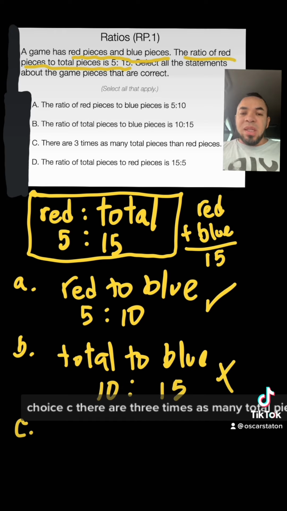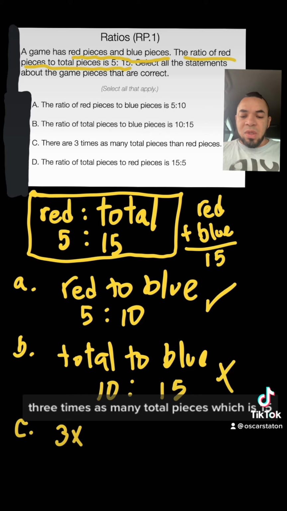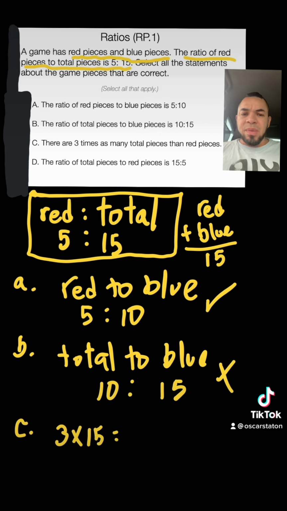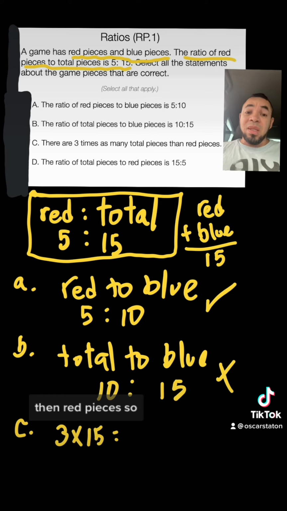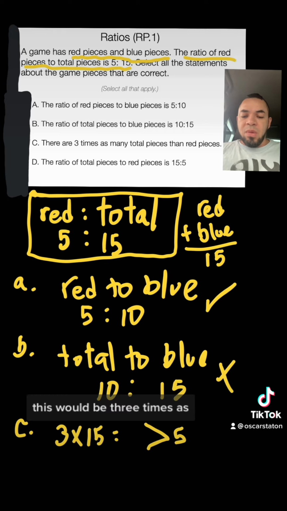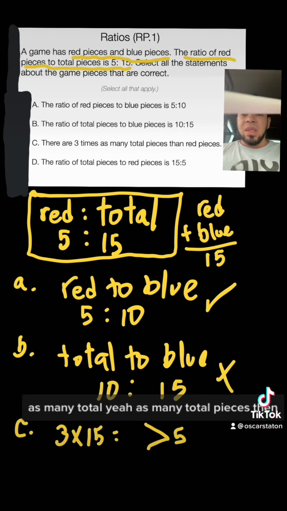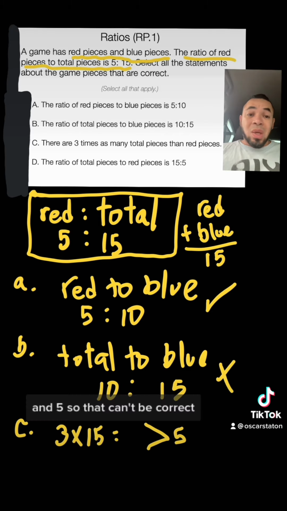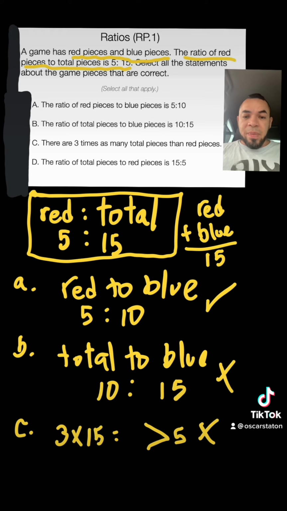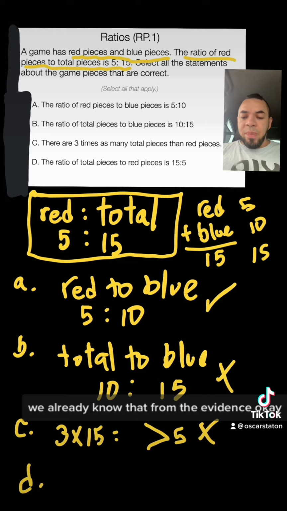Choice C, there are 3 times as many total pieces than red pieces. 3 times as many total pieces, which is 15. So 3 times 15? Is that what it's saying? 3 times as many total pieces than red pieces. So 3 times as many as red, which is 5. So really, this would be 3 times as many total pieces than 5. So that can't be correct. That does not even make sense. We already know the numbers. We already know that red is 5, that blue is 10, and the total is 15. We already know that from the evidence.